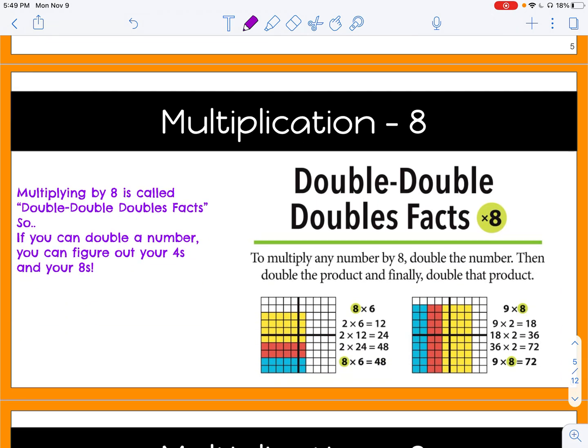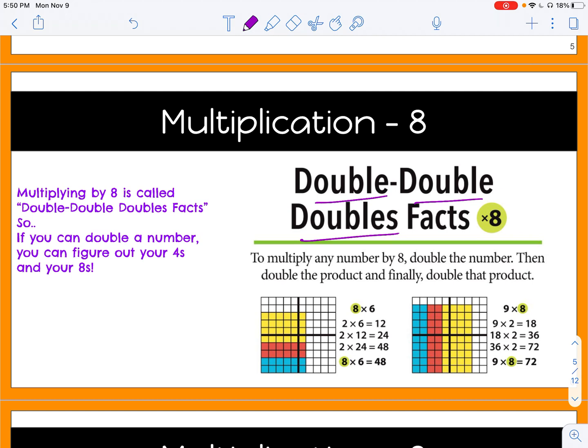If you can do your twos and you can do your fours, you can also do your eights. So we call these, wait for it, the doubles facts. And these are your eights. If you can double a number, you can figure out your fours and your eights. Whoa, so do you see how these numbers are really all related?